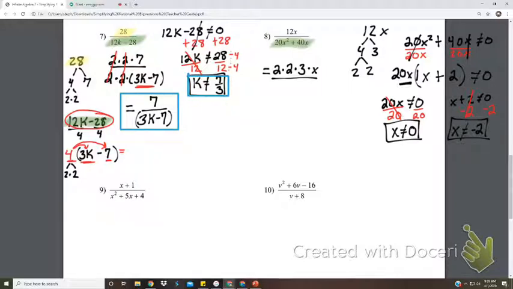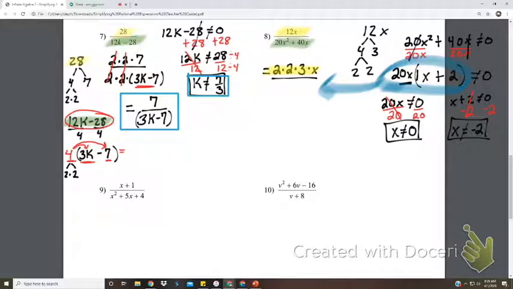Now, earlier, we already broke down the numerator. We already simplified the numerator, 12x to 2 times 2 times 3x. Now the denominator, I'm just going to point something out. We've already factored the denominator right here in blue.